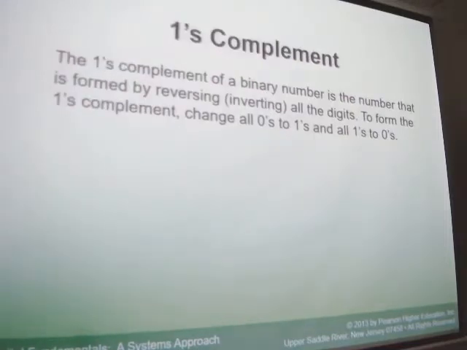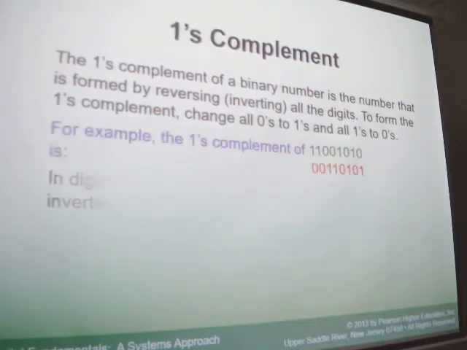And section 2.5, complement: one's complement and two's complement. The one's complement of a binary number is the number that is formed by reversing all the digits. To form the one's complement, change all zeros to ones and all ones to zeros.